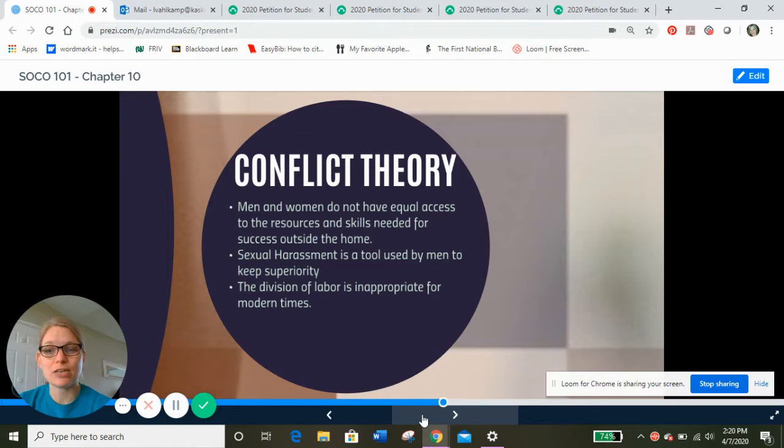And things such as sexual harassment and abuse are used as a tool by men to keep superiority. Now, this is not something that all men do, but there are men out there. It's been well documented that in male-dominated professions, sexual harassment or pressure is being applied to women to help keep that superiority or keep them feeling lesser than. So conflict theorists argue that this division of labor between men and women is inappropriate for modern times in which equality should be what we strive for.